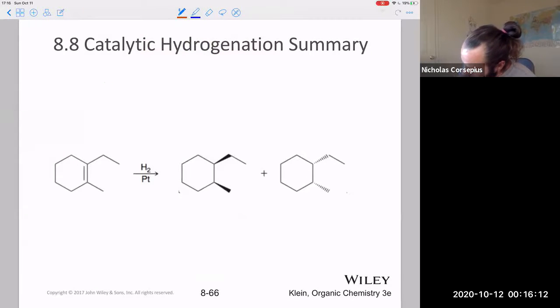So in terms of reaction mechanism, there is not anything I expect you to know in terms of reaction mechanism for catalytic hydrogenation.